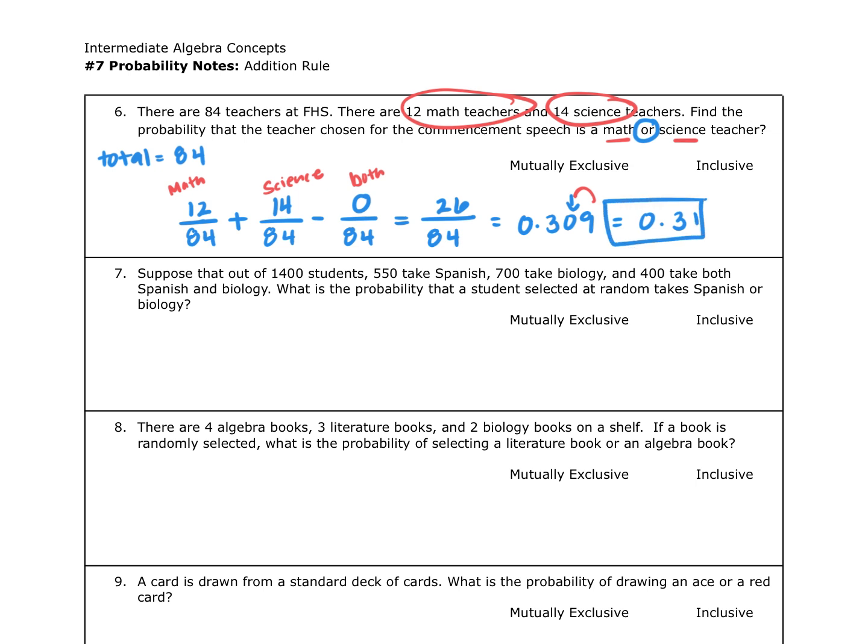Okay, the next thing I'm looking at is this number right here. Because it's a 0, it's going to be exclusive, so I'm just going to circle exclusive. Okay, let's try another one.